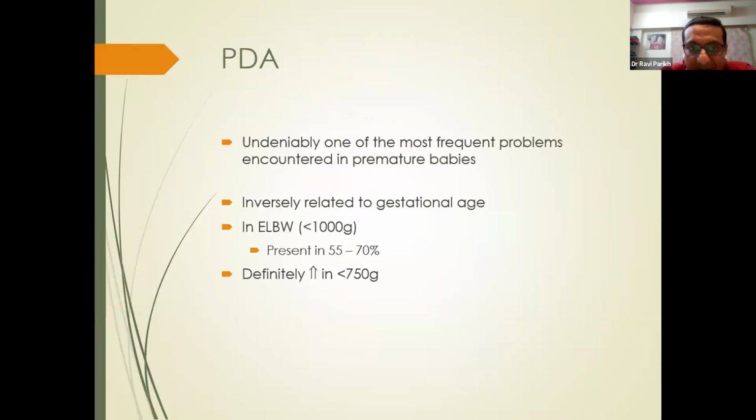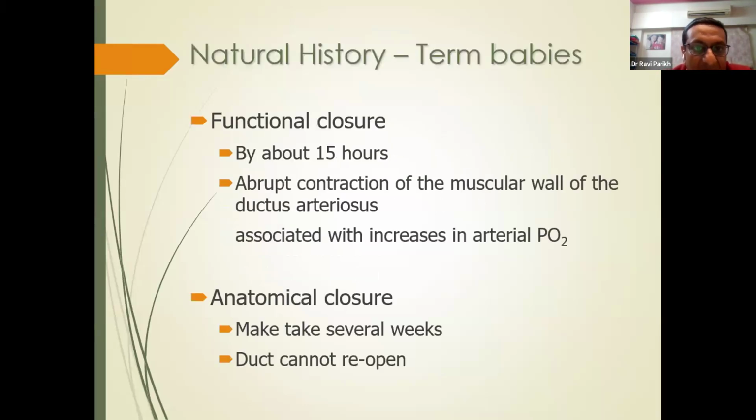So we know PDA is undeniably one of the most frequent problems encountered in premature babies. The more premature the baby, the more the PDA problem, so it is inversely related to gestational age. In less than 1,000 gram, it is present in almost 55 to 70%, and in less than 750 gram, it is definitely increased. PDA was there before as well, and now more preterms are saved, but why PDA is causing some problems, we are learning and will go through.